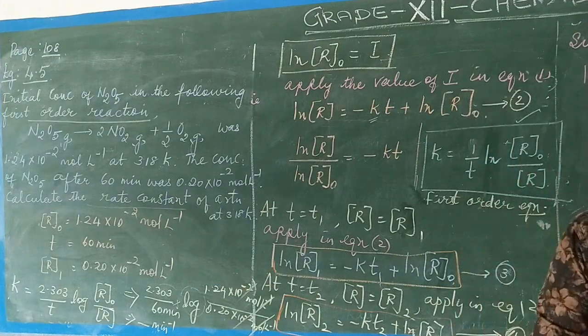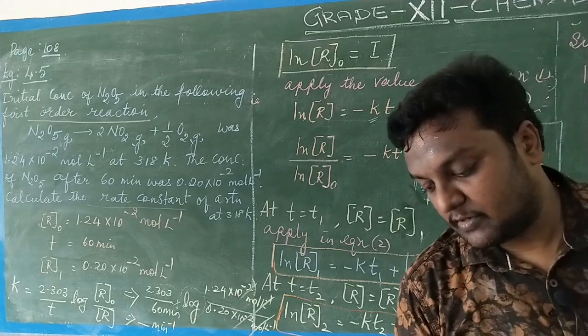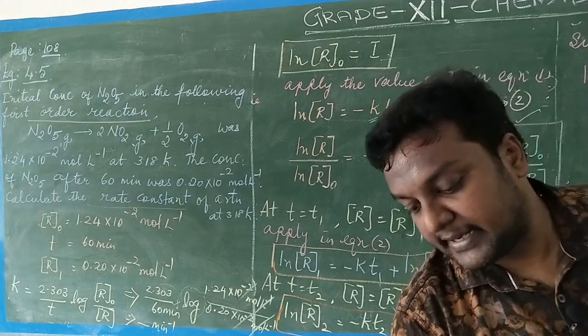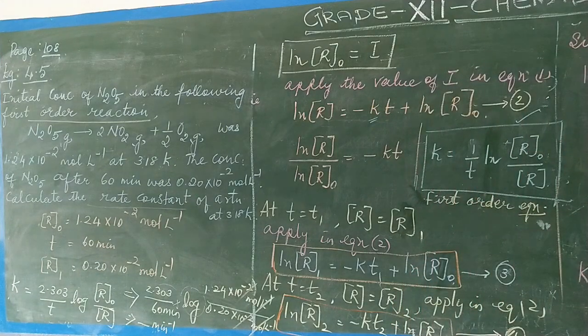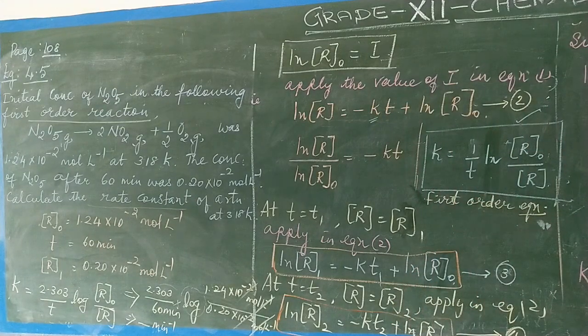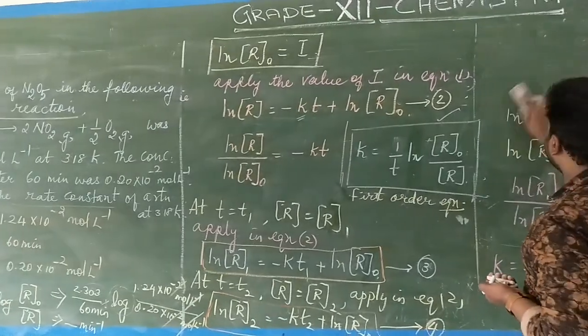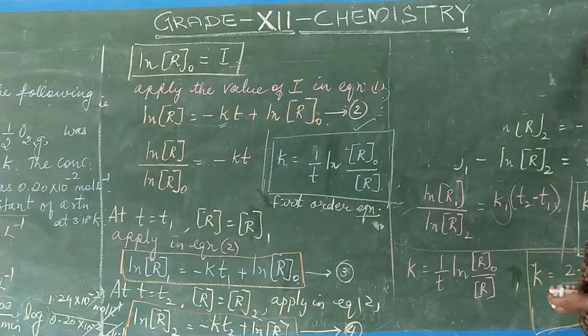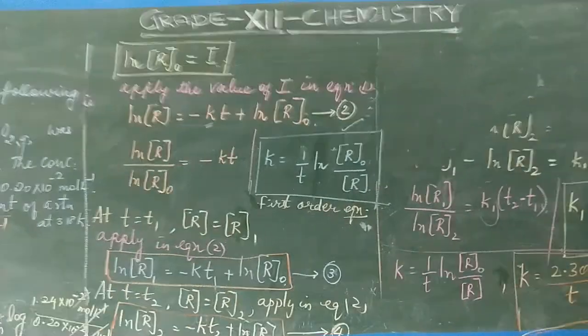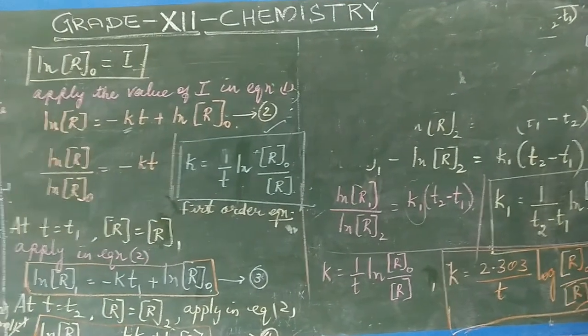Now the last topic is half-life period. The last topic which I have to complete is the half-life period of a chemical reaction. We will see now what is meant by half-life period of a chemical reaction, and we have to apply this half-life period for the zero order reaction as well as for the first order reaction.